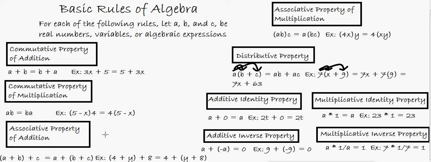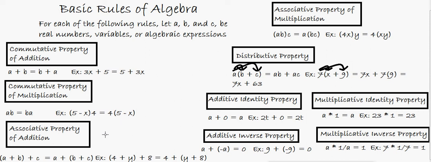The associative property of multiplication says that the quantity AB, or A times B, times C equals A times the quantity B times C. Our example says that 4x times y equals 4 times xy. If we plugged in 1 and 2 for x and y, respectively, 4 times 1 is 4, times 2 is 8, and then on the other side, we do 1 times 2 for x and y, we have 2 times 4, which is also 8.